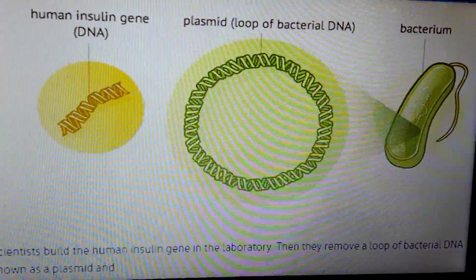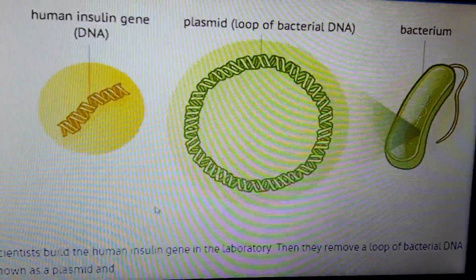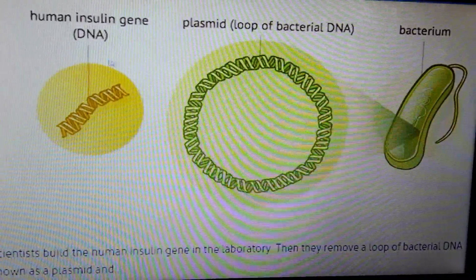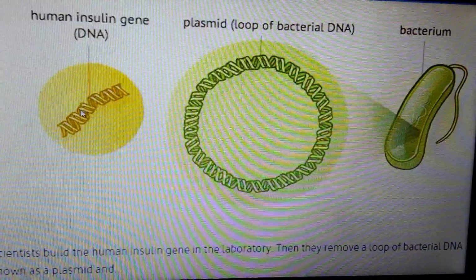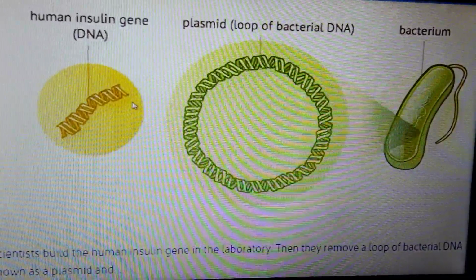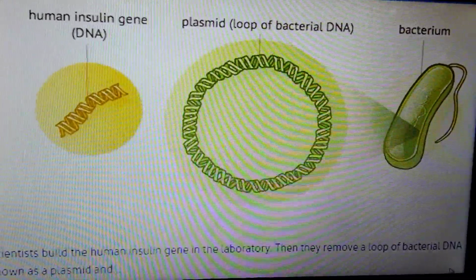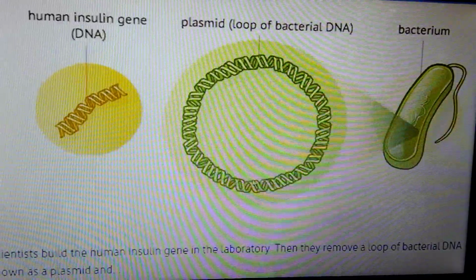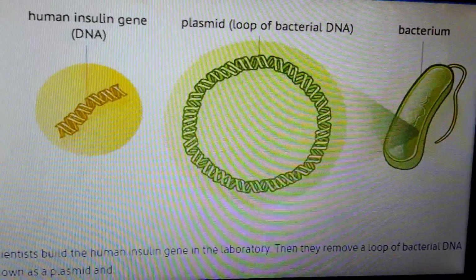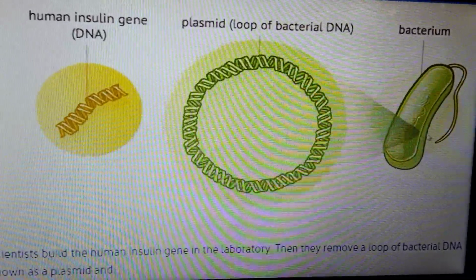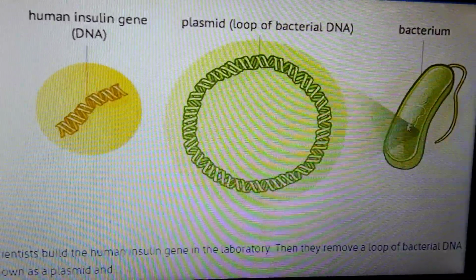So here, this is a diagram where scientists build the human insulin gene in the laboratory. This is how the human insulin gene is prepared in the laboratory, where DNA has been inserted, and then they remove a loop of bacterial DNA known as a plasmid. As you can see in this diagram, the loop of bacterial DNA has been removed, and then it results in the bacteria. This is the removed bacteria.